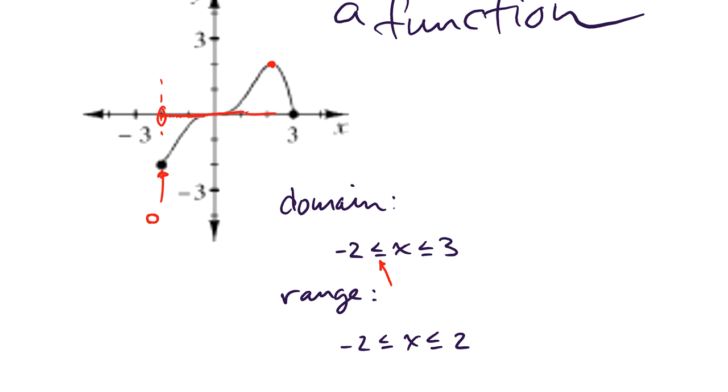Remember, domain are those values along the x-axis that are producing outputs, right? They're valid values along x, and then the range are the possible output values that we could get from the function. Those are the y values. By the way, if they are the y's, this should probably be y's are greater than or equal to -2 and less than or equal to 2.